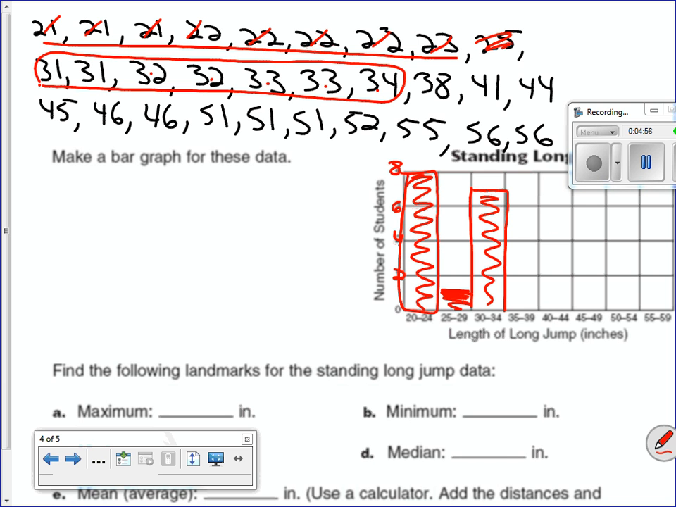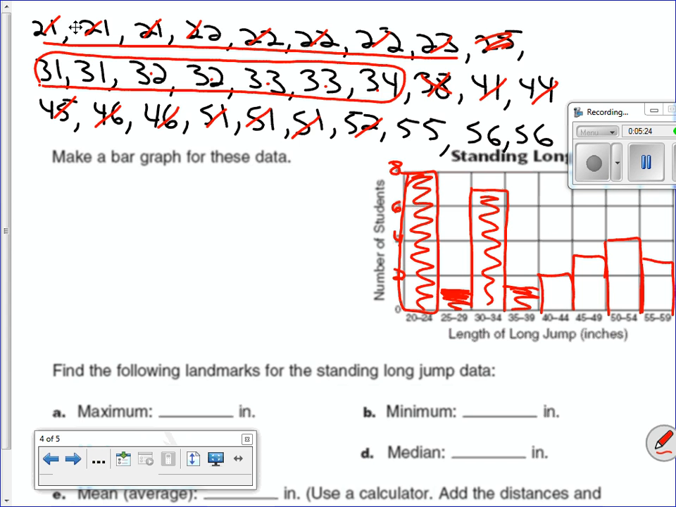From 35 to 39, I just have one number here. From 40 to 44, I have 2 numbers. From 45 to 49, I have 3 numbers. From 50 to 54, I have 1, 2, 3, 4 numbers right there. 55 to 59, I have 3 numbers.